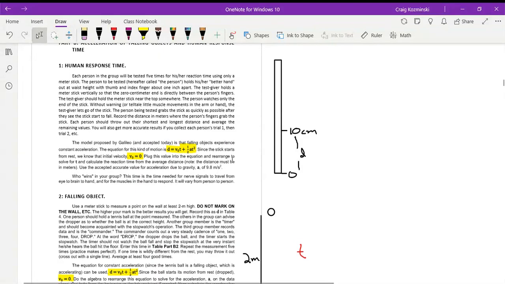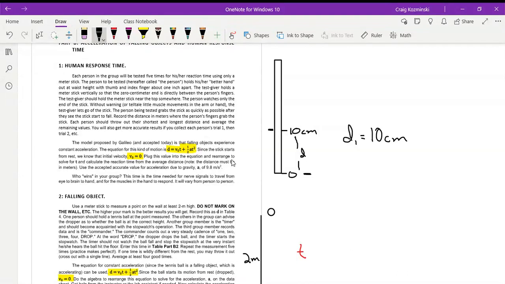In part 1 of part B, as you can see here in my rough sketch, we have a meter stick. And what is going to happen is that you're going to start with your hand open at 0, and your partner is going to drop the meter stick. And what you are going to do is pinch the meter stick in between your fingers, and you're going to record the distance that the meter stick travels from 0 until you pinch it. So in this instance, I'm assuming that you've pinched the meter stick here at 10 centimeters. So your first recorded distance would be 10 cm.